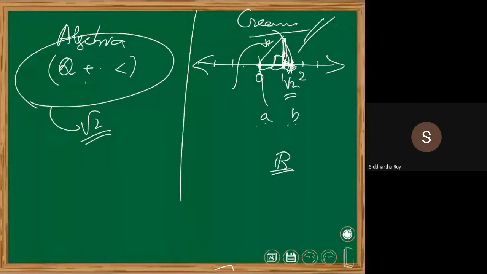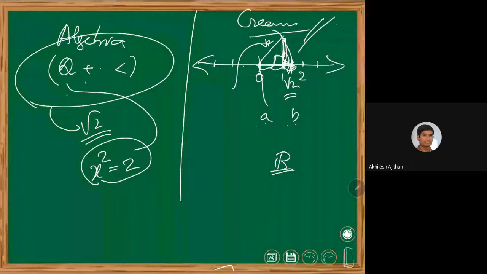Just standing in Q, can you catch hold of root 2? That's what my question is. Zero of the polynomial x square minus 2. Yeah, that is the way you are saying it: x square equals 2, or x square minus 2 equals 0. You are trying to solve it. Is it solvable in Q? It is not solvable. Right? So can you guess how to capture root 2 while standing in the rationals?